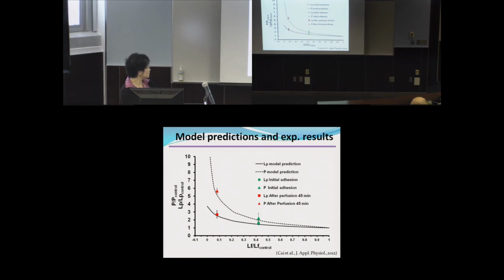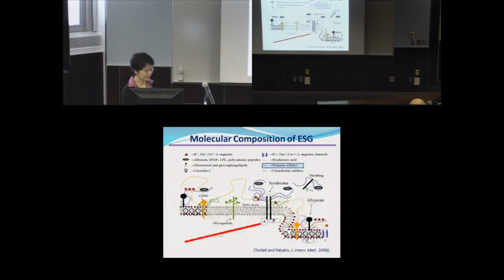After 45 minutes of tumor cell perfusion, you see the LP increased by 2.7 and the albumin permeability increased by 5.6. This correlates roughly to only 10% left, so roughly 90% will be degraded. So this is our model prediction.